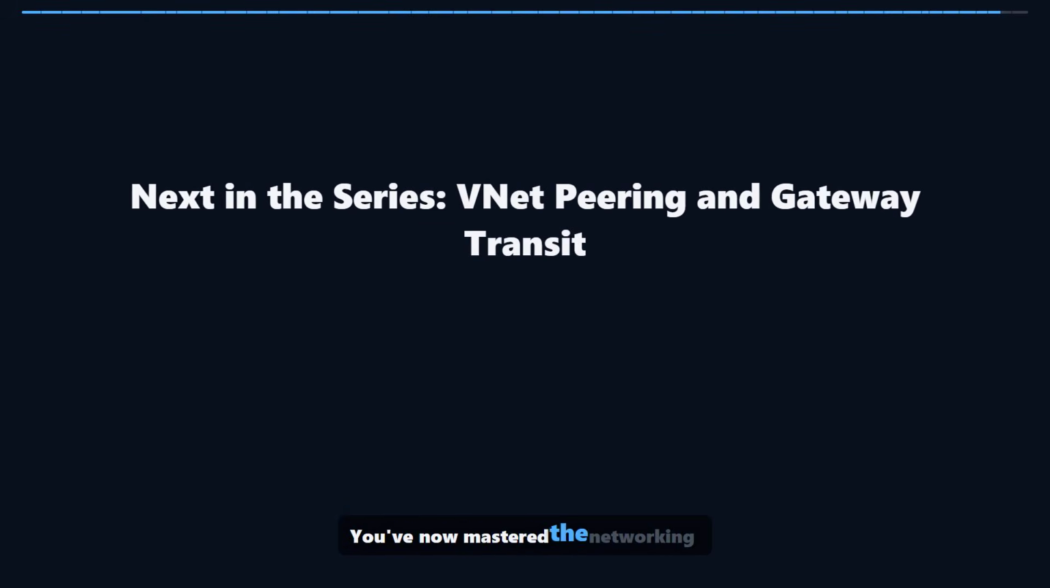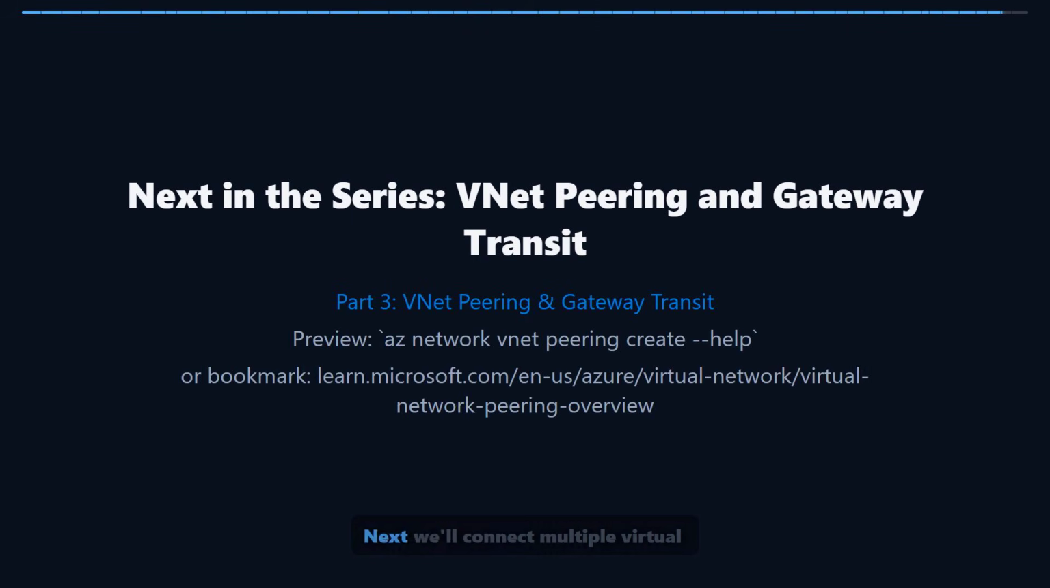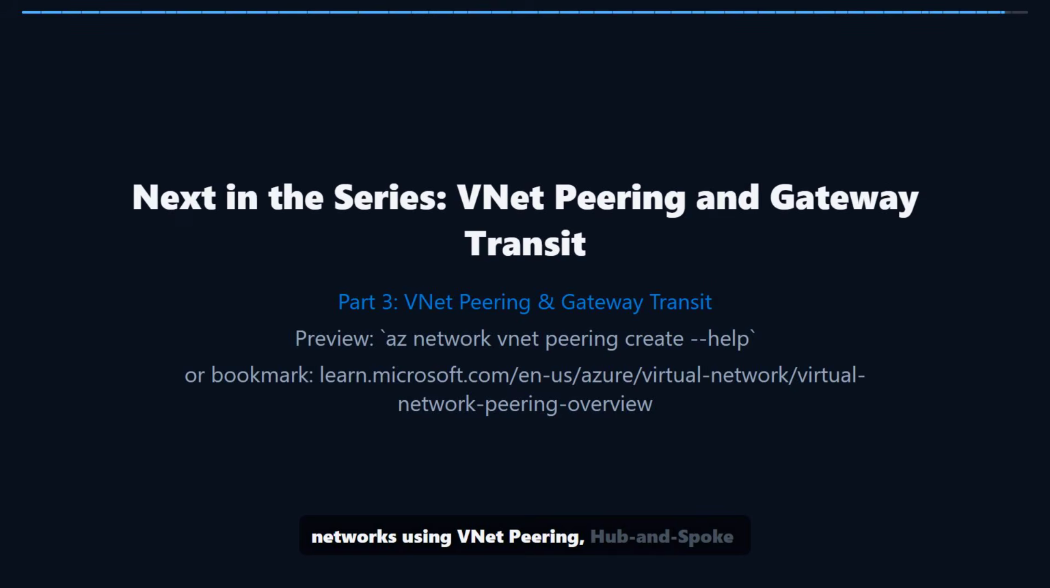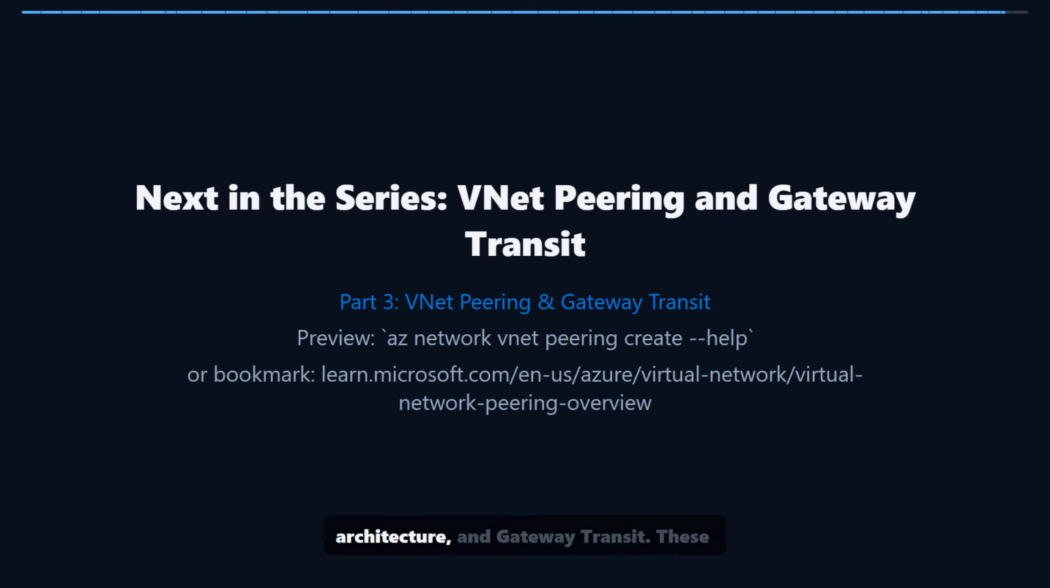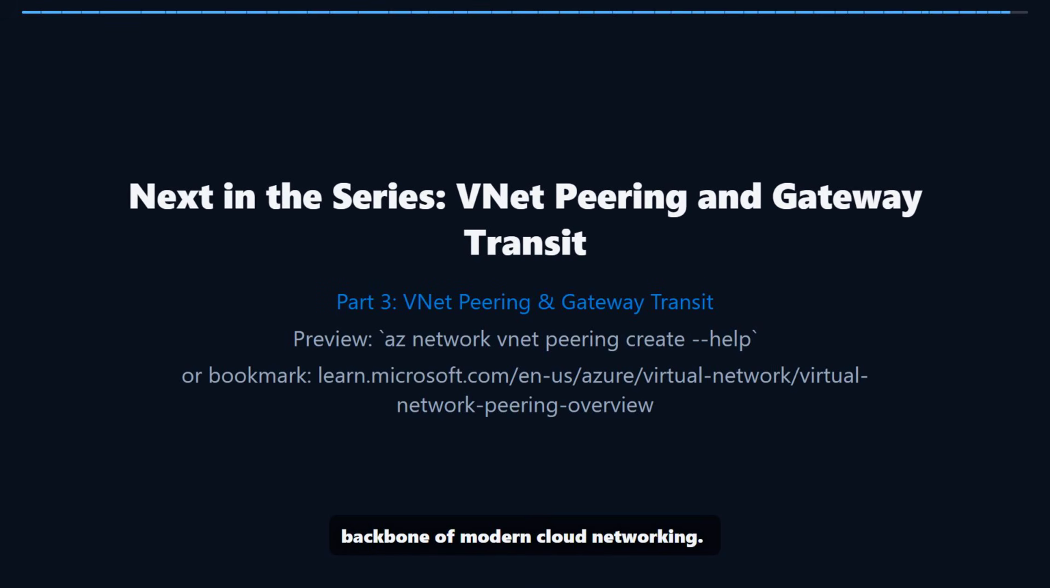You've now mastered the networking foundation inside a single VNet. Next, we'll connect multiple virtual networks using VNet peering, hub-and-spoke architecture, and gateway transit. These designs are used throughout enterprise Azure environments and form the backbone of modern cloud networking. I'll see you in Part 3.